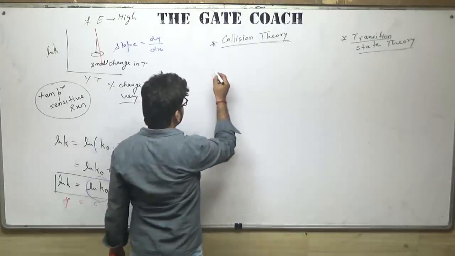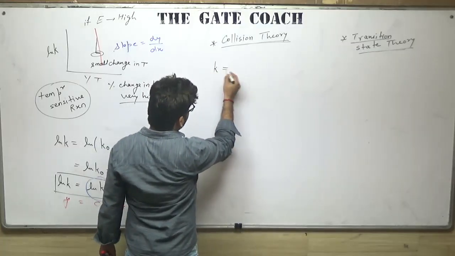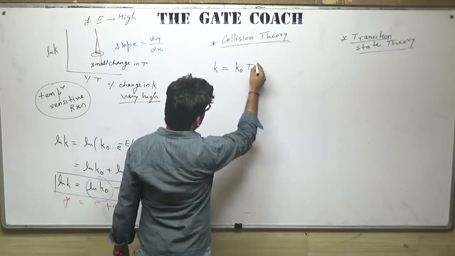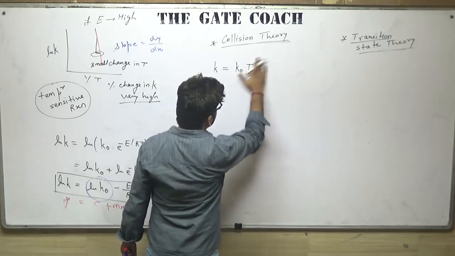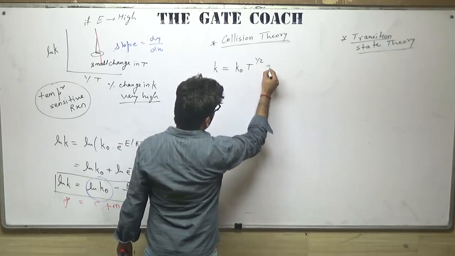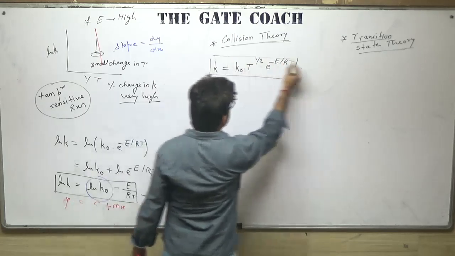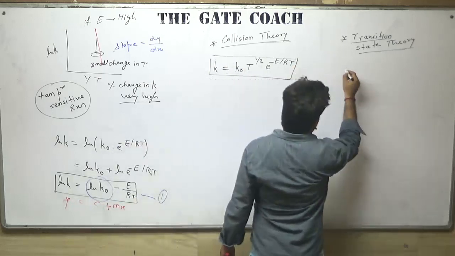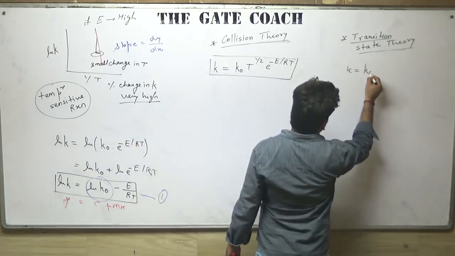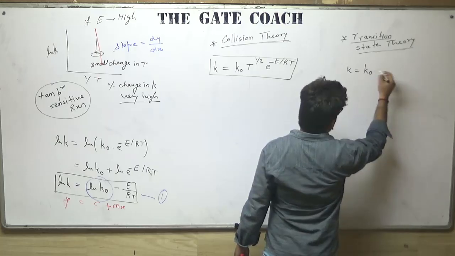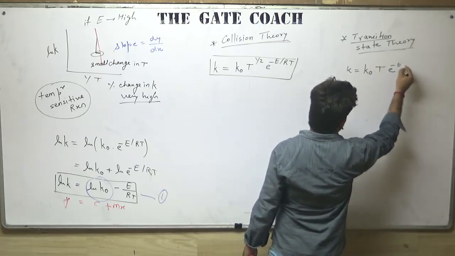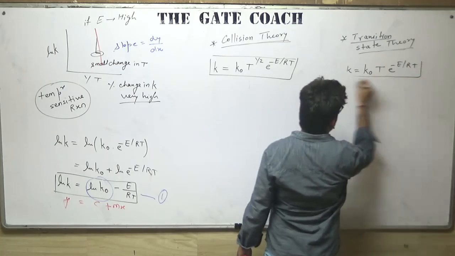According to collision theory, rate constant K will be equal to K naught T to the power half e to the power minus E by RT. According to transition state theory, K will be equal to K naught into T into e to the power minus E by RT.